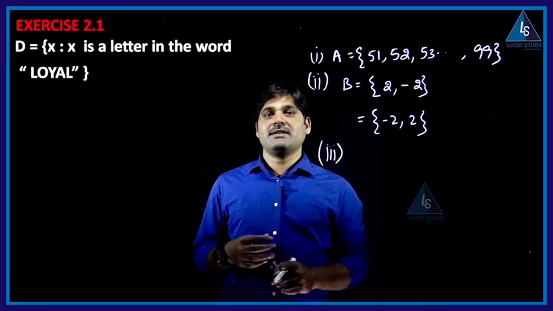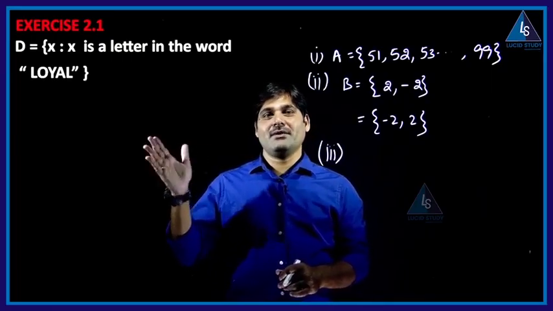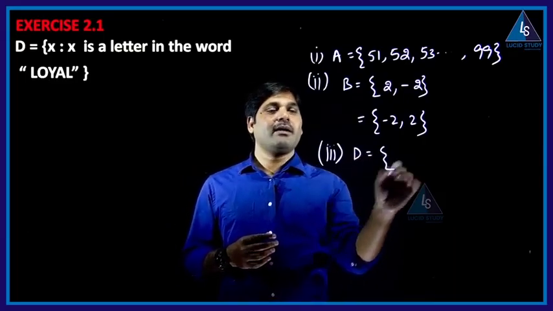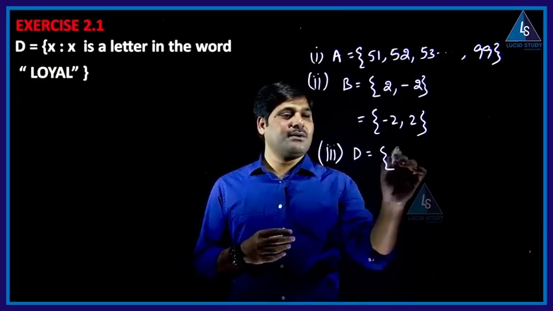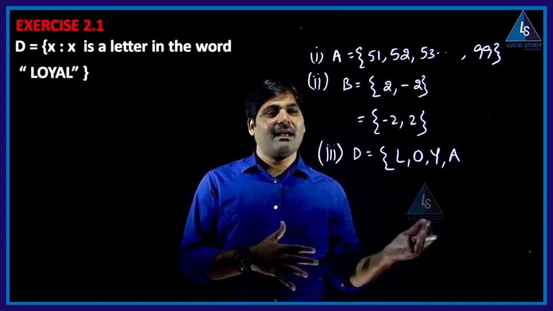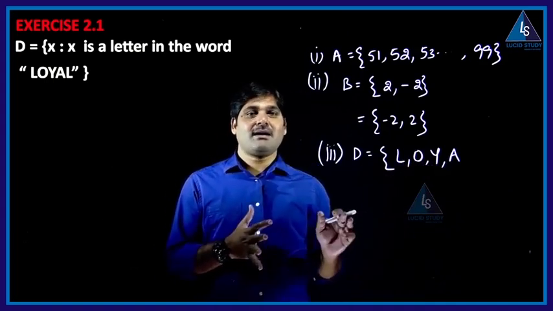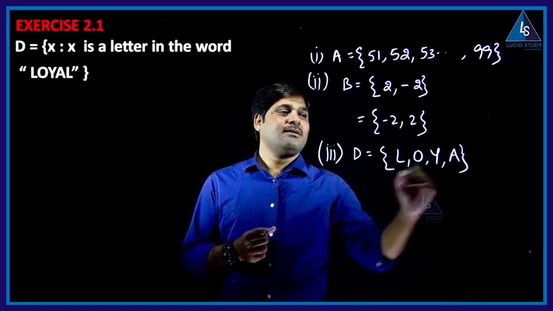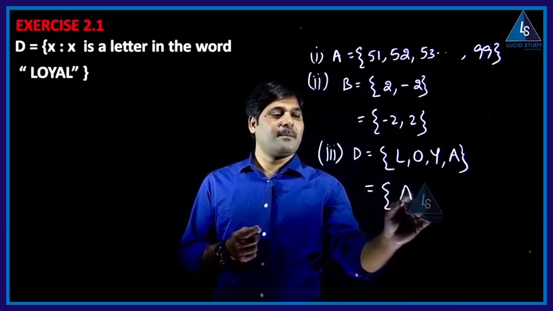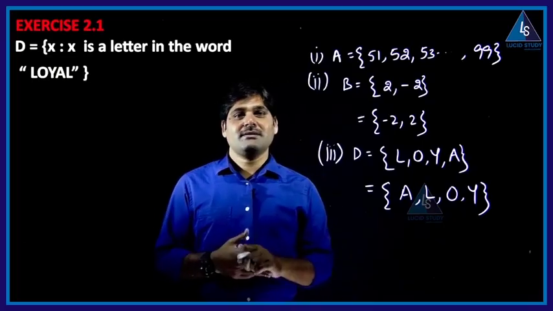Now the third one, see, x such that x is a letter in the word loyal. Okay, so D is equal to loyal. I will write all the letters: L, O, Y, A, L. L is already there, so we need not repeat it again. So repetitions are not allowed in sets. So this is the set. If you write in order, so A, L, O, Y. Like this we can write.